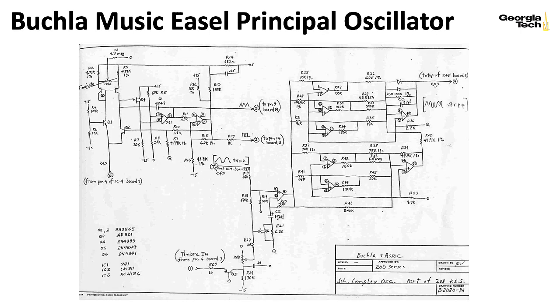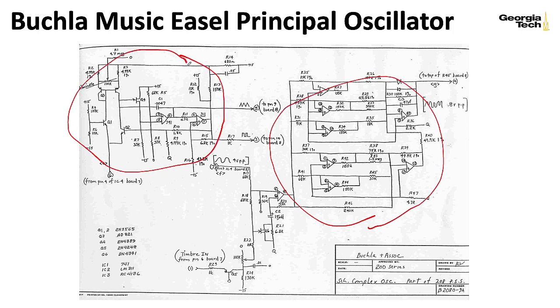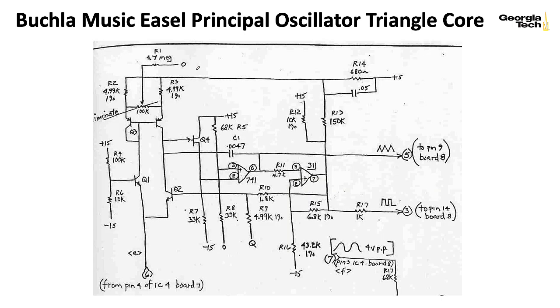So here's another example of this kind of circuit from the Music Easel. The main sound generating part of the Music Easel was known as the 218. This particular schematic is showing both the timbre generating circuitry and also the VCO core itself, the principal oscillator triangle core. I thought it would be interesting to real quickly look at the triangle core here and contrast it with the 259. Remember, the 259 is a later design.